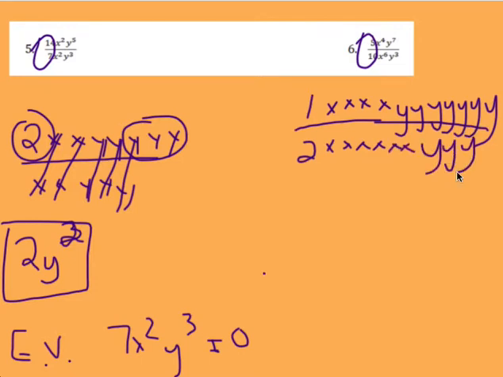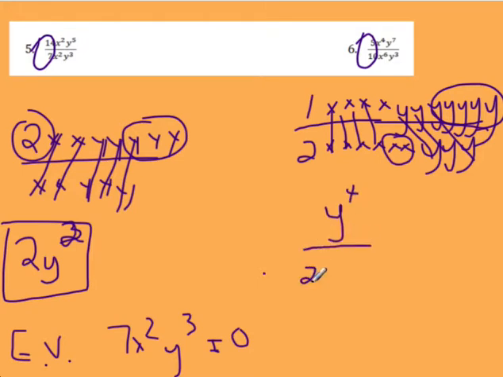So now I need to go ahead and cancel some stuff out. So I'm going to cancel out 1, 2, 3, 4. Okay, and I have 2 x's left, and then 1, 2, 3 y's cancel, and I have 4 y's left on top. So up top, I have y to the 4th. On the bottom, I have 2, and x times x is x squared. So that is your final answer for number 6.